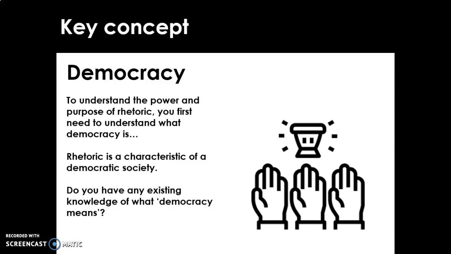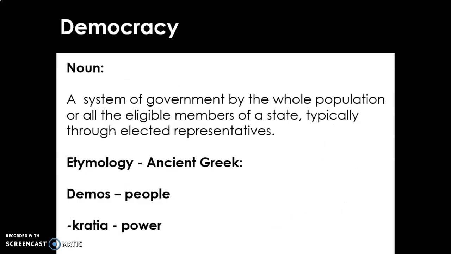It's a concept that people are coming back to question and to look at again in light of current events. So what is democracy? As I read this, I'm going to ask you to pause in a minute and write it down. But democracy then is a system of government by the whole population, or, and this is a big or, all the eligible members of a state, typically through elected representatives.